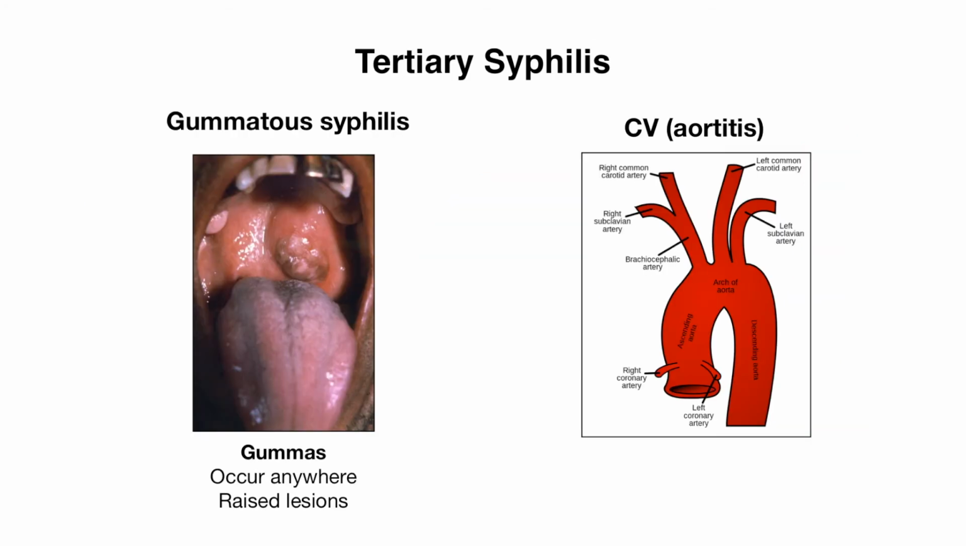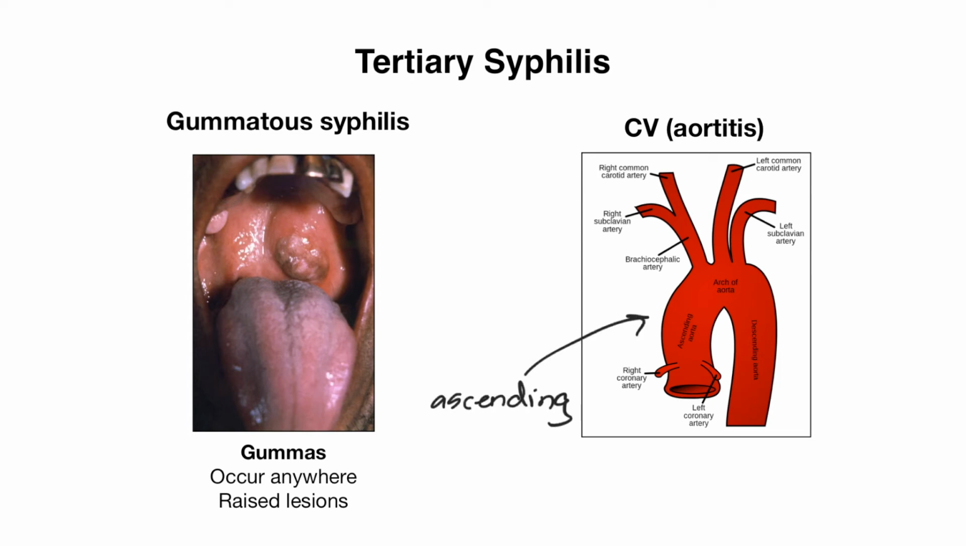And now we get into tertiary syphilis, where you have to have either one of these findings, so gummatous involvement or cardiovascular involvement. Let's start with the gummas, which are lesions that can occur anywhere in the body, and they are raised lesions that actually are granulomatous in nature. And then you can also have cardiovascular involvement, which typically affects the aorta, specifically the ascending aorta.